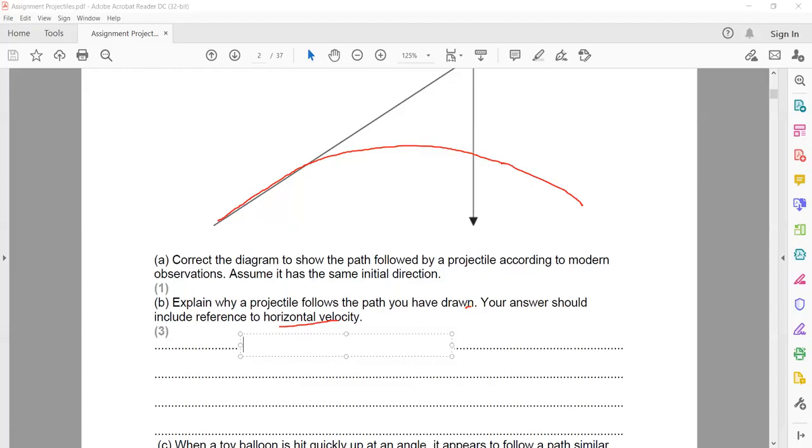So first thing, we assume that air resistance is negligible. That's our first assumption. And what is the effect of this air resistance being negligible? The horizontal velocity remains constant. And the second thing, acceleration due to gravity is there.